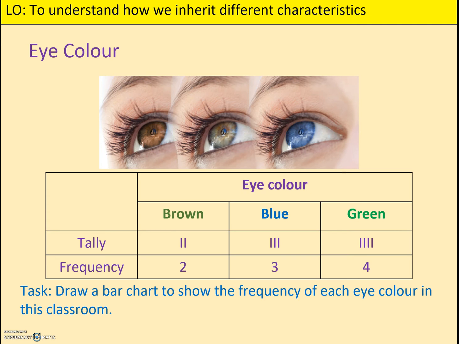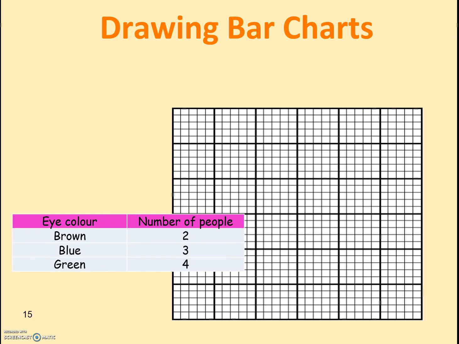So we use a tally chart or a frequency table, and we can record the number of times a particular value occurs in a set of data. For our data, we have different eye colors. We've got brown, we've got blue, and we've got green. And we have recorded that there were 2 people with brown eye color, 3 with blue, and 4 with green. So we are going to plot these numbers on a bar graph.